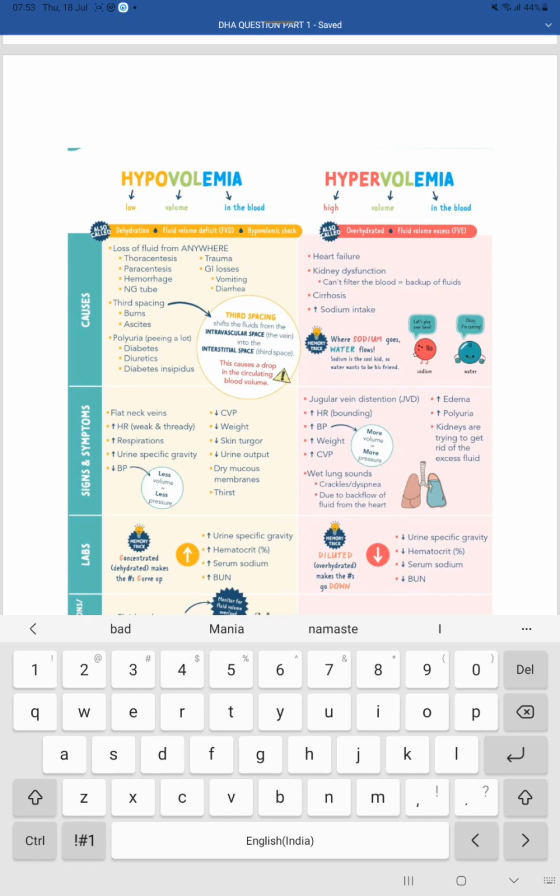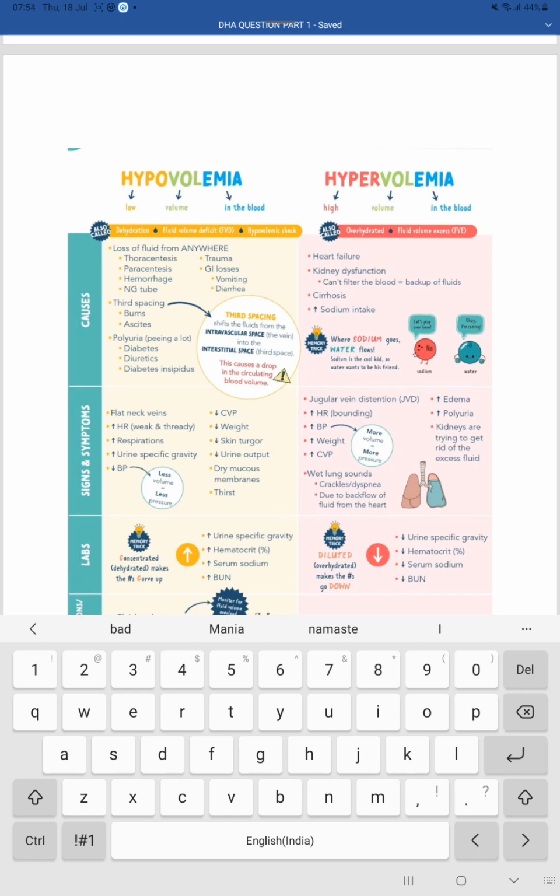Because of cardiac failure, you are getting this increased volume of blood. Too much fluid is there in the blood, and with heart failure the heart will not function properly, so there will be backflow of blood. Too much blood will get stagnated in the lungs, creating wet lungs, so you will get crackles and dyspnea while auscultating.